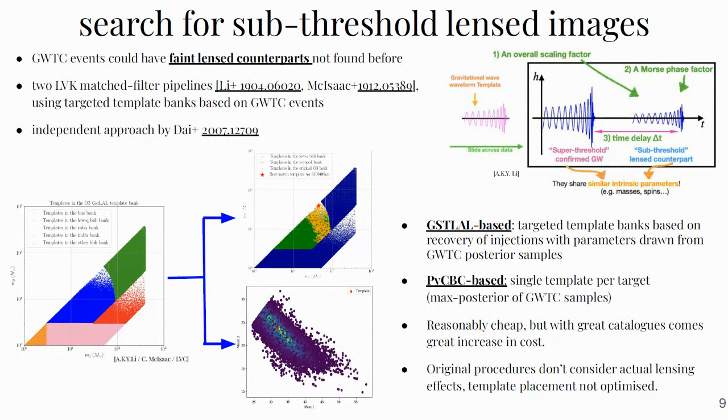We can actually search for more such images instead of just using the published gravitational wave catalogs, which have strong super-threshold events. You can also use this information that you expect multiple similar events to make deeper focused subthreshold searches for possible lens counterparts. So for that purpose, there are two pipelines in the LVK so far, one by Li et al. from Caltech, I think, and one by Janquart et al. that I was involved with in Portsmouth.